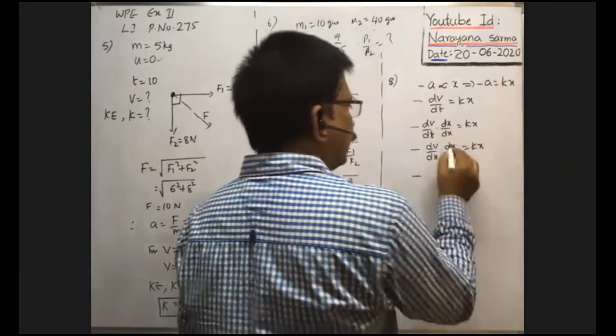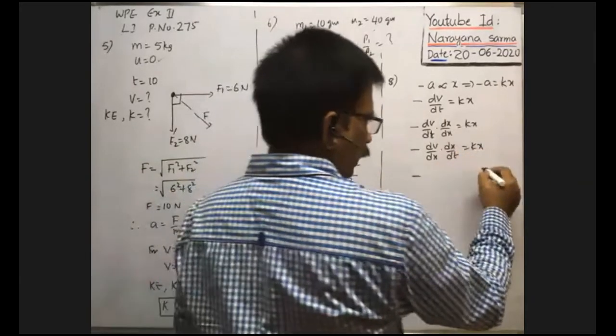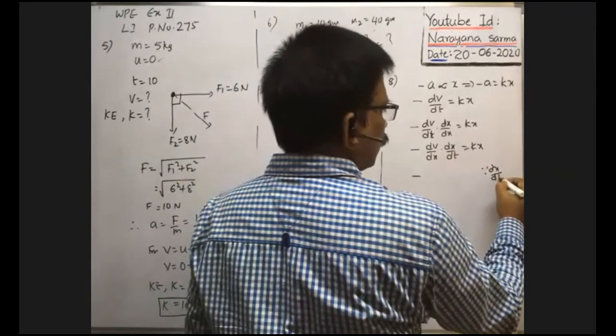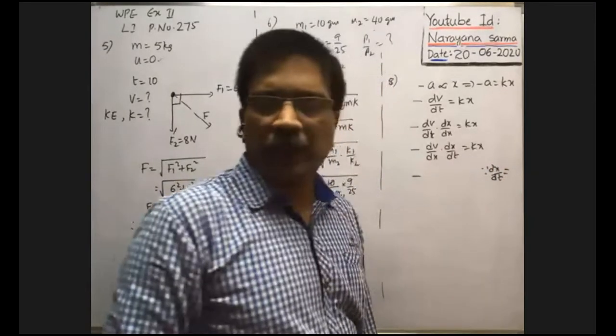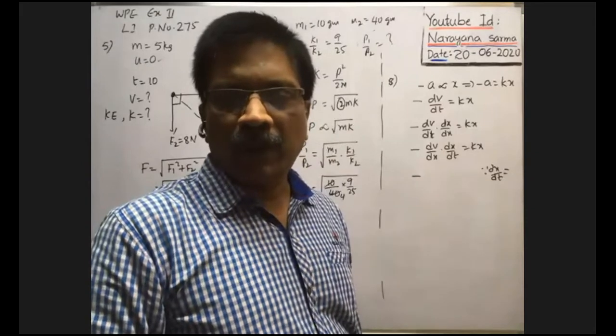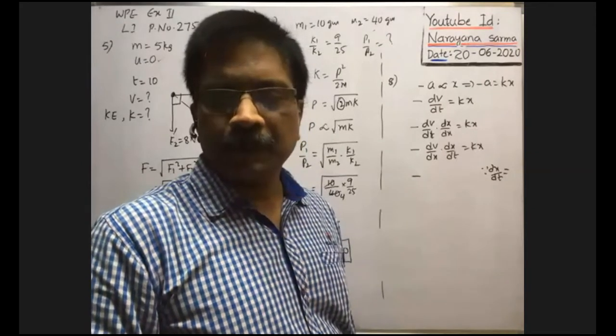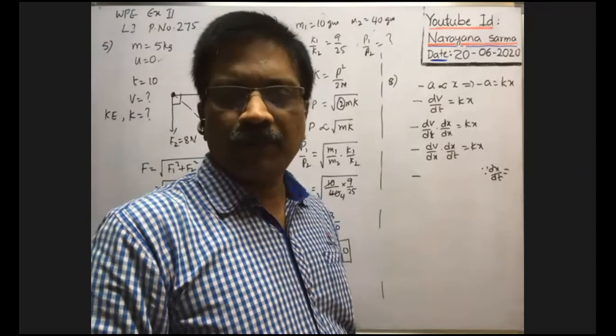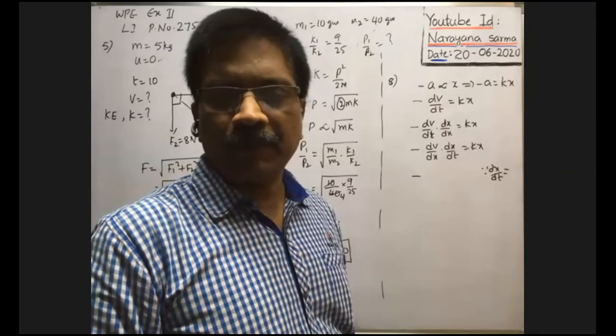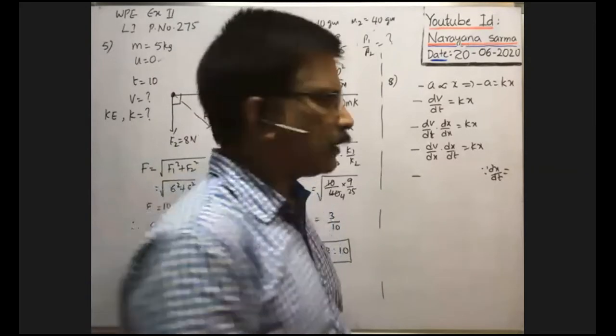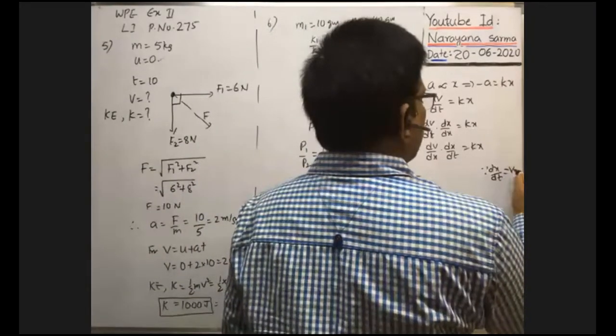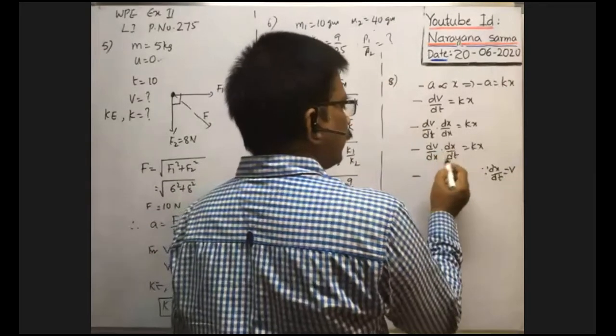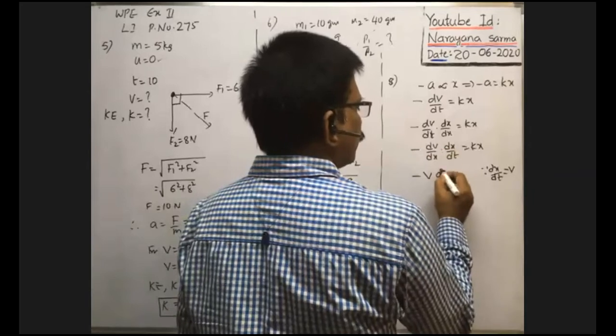What about dx by dt? Change in displacement by time gives what? Come on, you respond. What is dx by dt? Velocity. So we can write dx by dt as velocity. Therefore, instead of dx by dt, you write v into dv by dx.